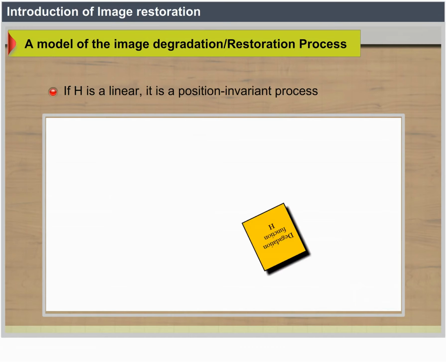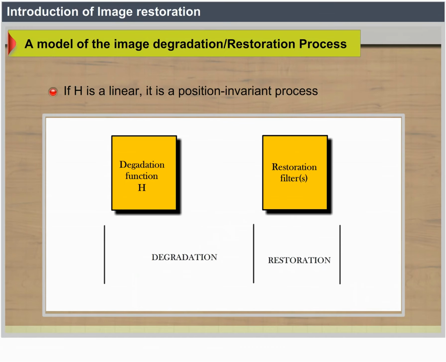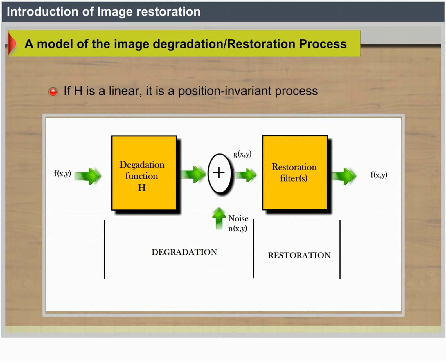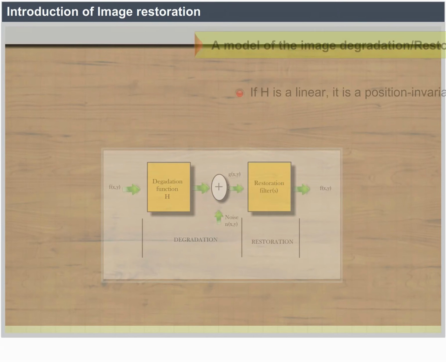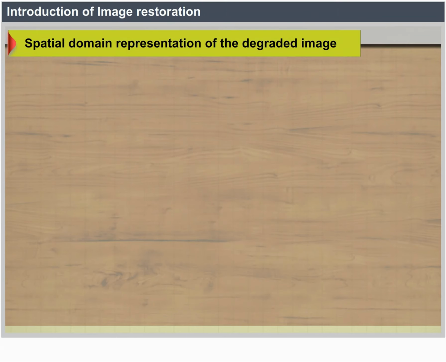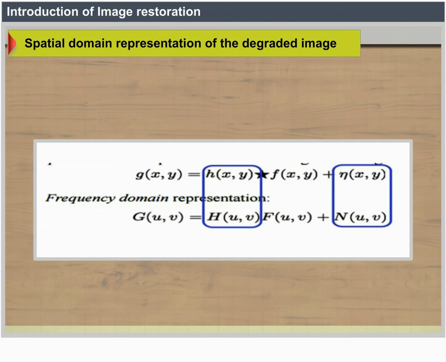A model of the image degradation and restoration process. If H is a linear position invariant process, the equation is represented on the screen. Spatial domain representation of the degraded image is represented on the screen.